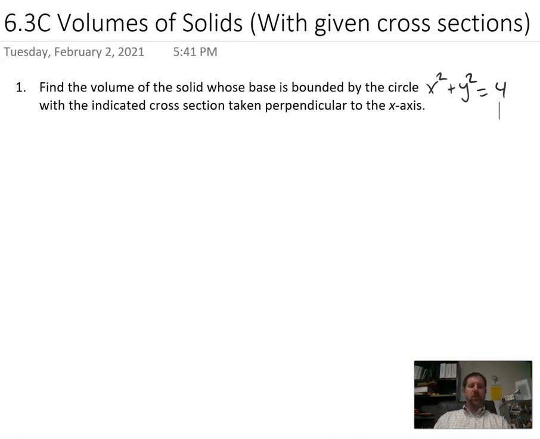Good morning, boys and girls, and welcome back to day 3 of finding volumes of solids. Today we are no longer revolving around the x or y axis or a vertical or horizontal line. Today we're going to find volumes of solids with given cross sections.